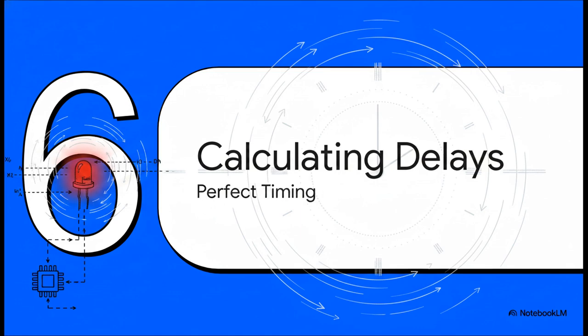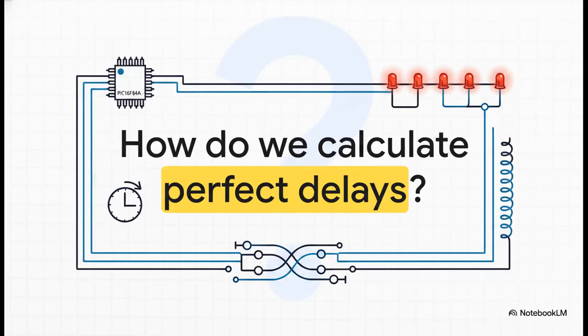Finally, Section 6, Calculating Perfect Delays. Okay, so we just turned the LED on. But remember what we said earlier? A microcontroller executes millions of times a second. If we just told it to turn on and off, it would be an invisible blur to the human eye. To actually see the blink, we need to purposely slow the processor down. And we do this by trapping the chip in a holding pattern, a loop, counting down from a specific value before moving on to the next task.